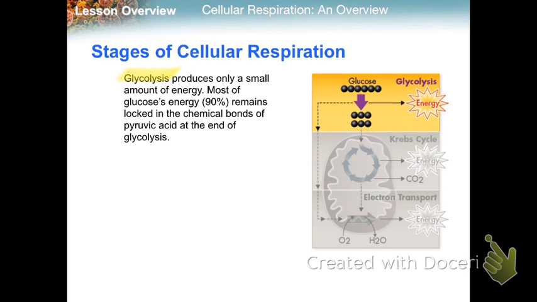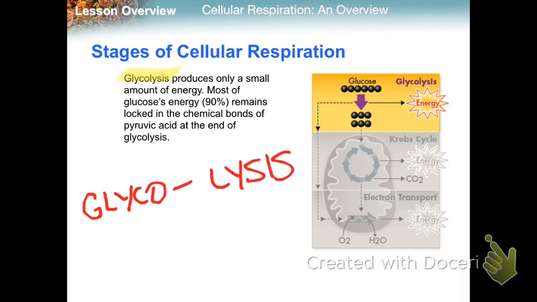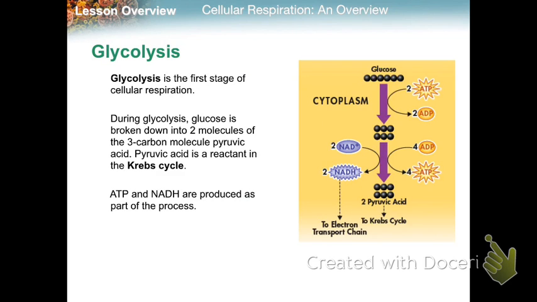If you look at that word itself, we break it down. Glyco refers to glucose, and lysis means to split, to break apart. And that's literally what's happening here, glucose is being split into 2 halves. Glycolysis only produces a small amount of energy. Most of glucose's energy remains locked in the product of glycolysis, pyruvic acid, which we'll get into in just a second.